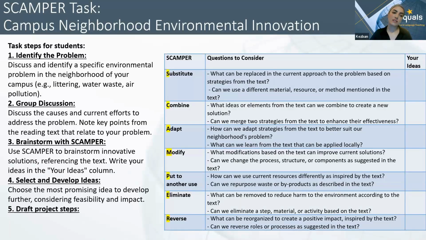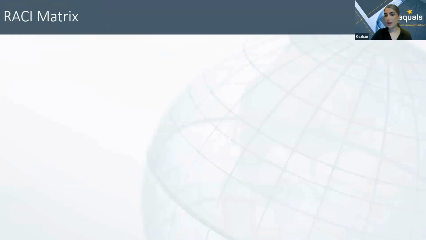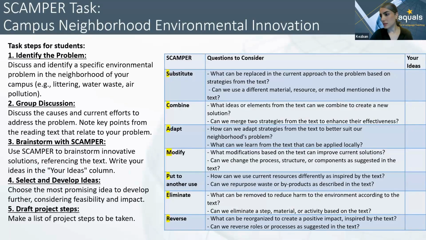And the final task was for them to draft project steps to follow and conclude their environmental innovation task. So with this task, students had to communicate with each other, and they had to listen to each other, obviously, and they had to use communication channels to motivate and persuade each other to follow a certain path.